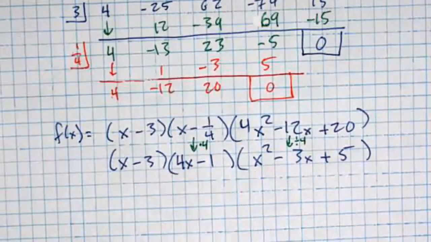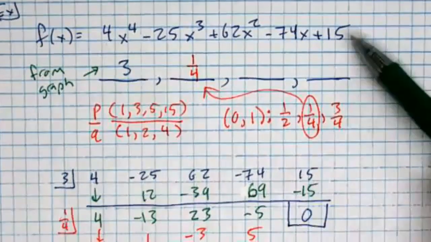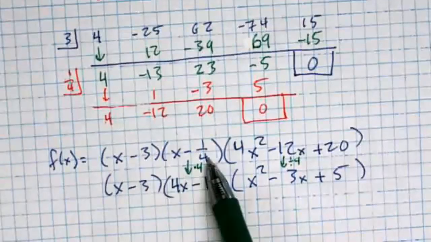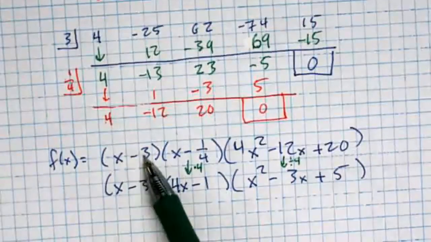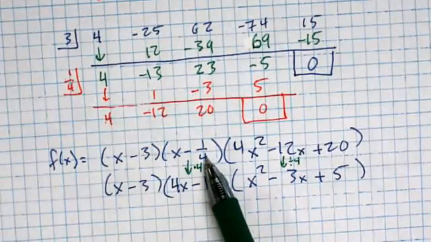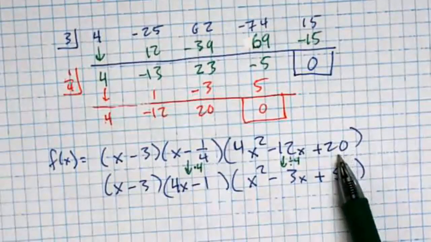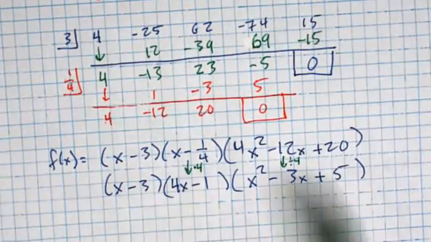The other thing you should be able to check is your last term, this 15. If I multiply out all my constants, I should get 15. So -3 times -1/4 times 20 is 15. It does work. I'm stumbling over my words, but it does work. -3 times -1 is 3 times 5 is 15. That works also.